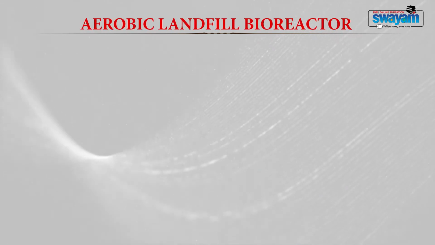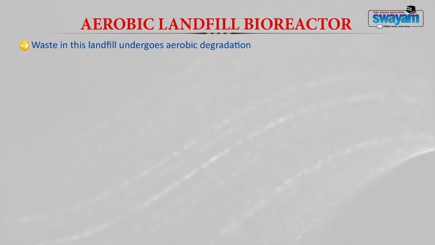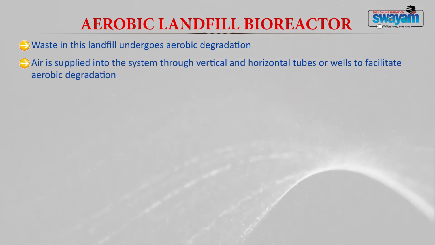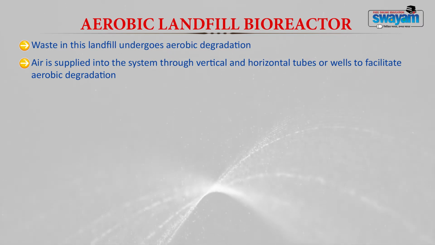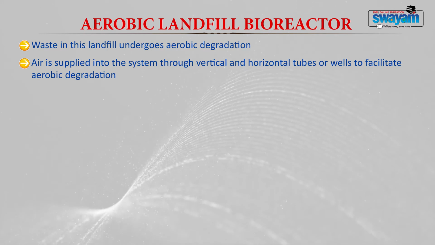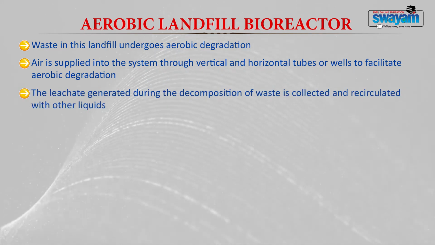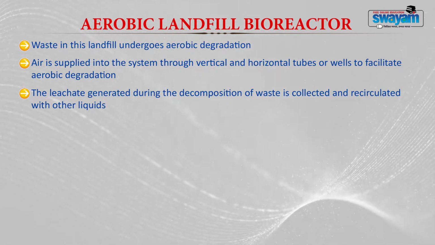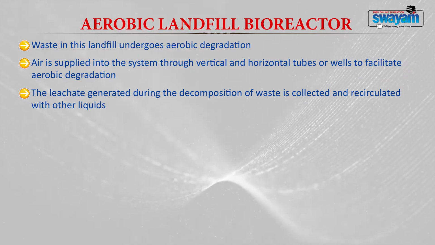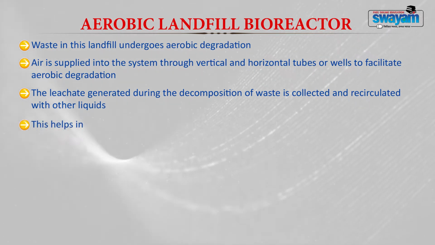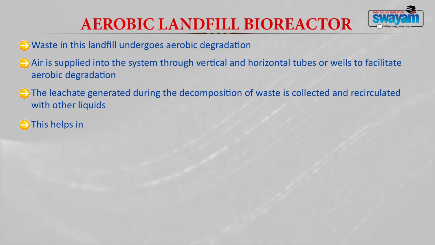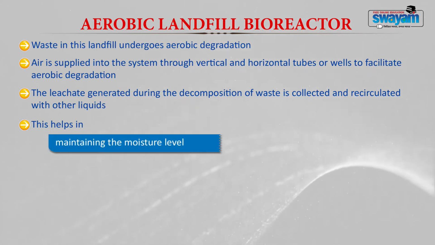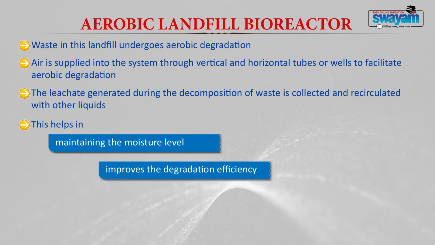Now, aerobic landfill bioreactor is a landfill bioreactor where the waste undergoes aerobic degradation. The air is supplied into the system through a number of vertical and horizontal tubes which are set within the landfill bioreactor. Now, the leachate that is generated during the decomposition of waste is generally recirculated, and in case the leachate is not sufficient, then you can replace it with other liquids like water, other wastewater, stormwater runoff or sludge, etc. Now, this will generally maintain the moisture level, and when you maintain the moisture level, the degradation efficiency will be more.